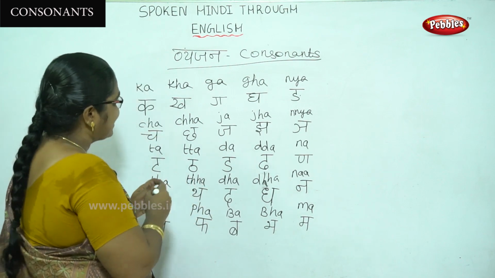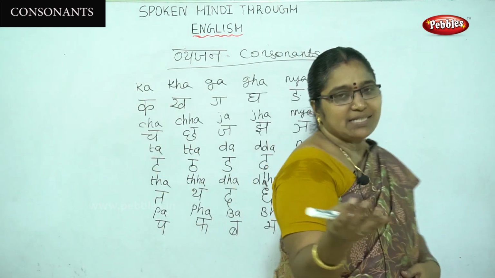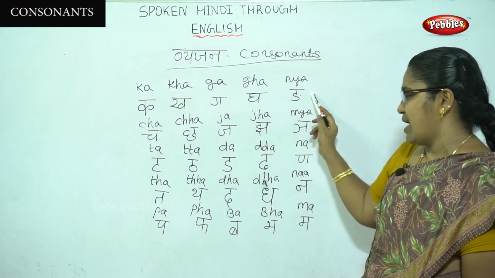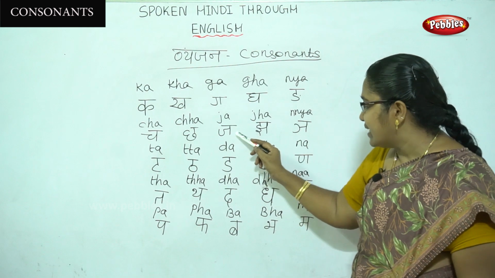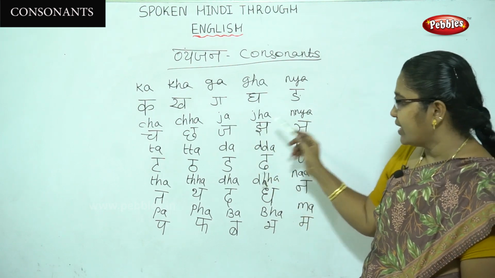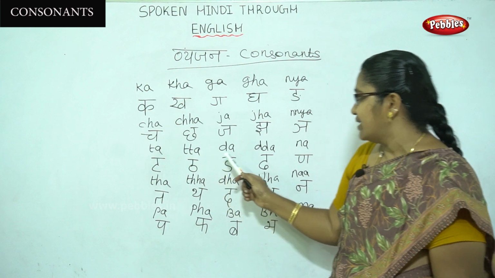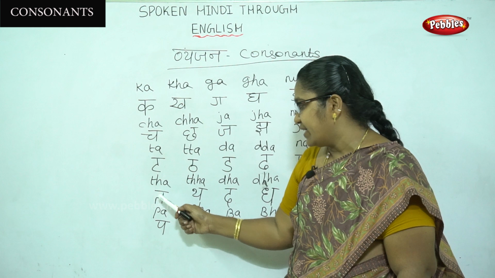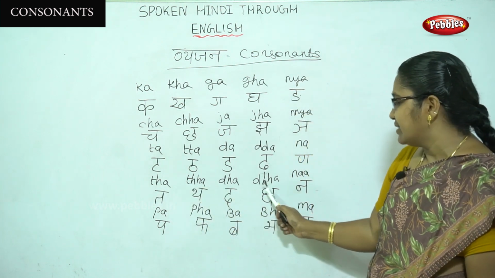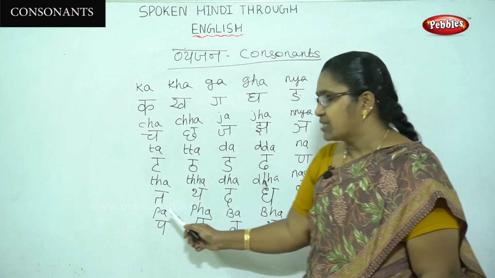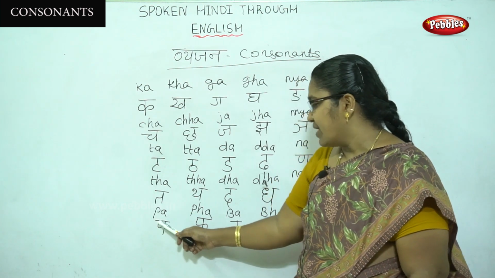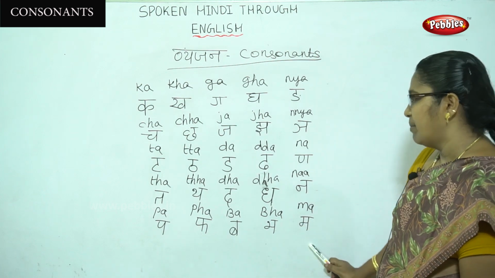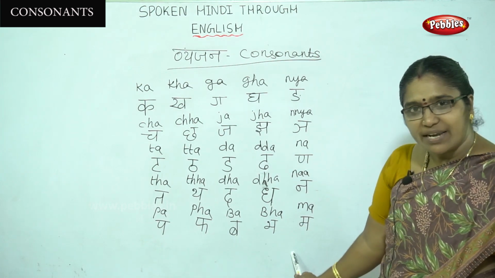These are the basic letters in Vyanjans. Let us spell this. Ka, kha, ga, gha, nga, cha, chha, ja, jha, nya. Next one is ta, tha, da, dha, na. The other one is the ta lines: ta, tha, da, dha, na. The next one is the pa lines. Pa lines means we are having 4 fas: pa, pha, ba, bha, ma. Okay, is it clear?